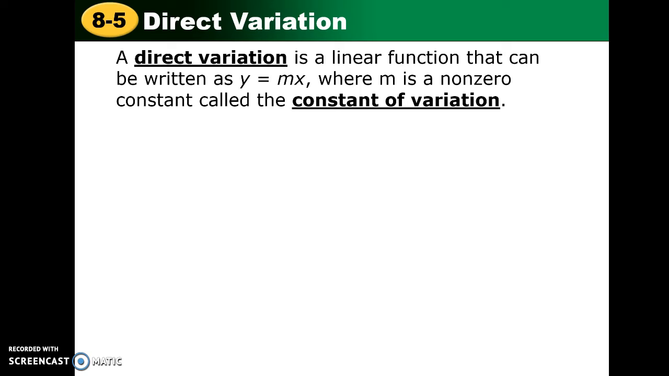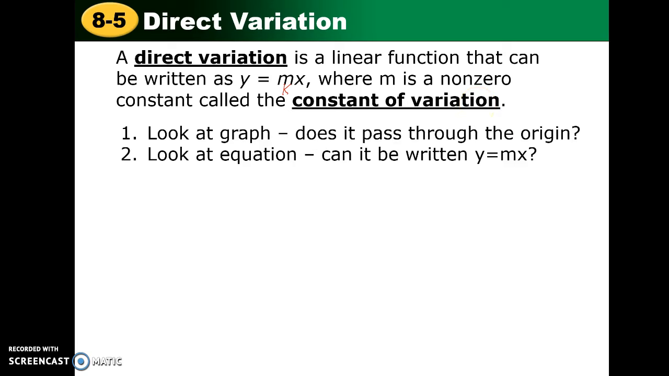So this is what a direct variation is. It's basically a linear function or a line equation that can be written as y equals mx. Sometimes they use this letter k for constant, kx, but notice there's no intercept because the y-intercept is 0. So m has to be a non-zero constant, and it is called the constant of variation. It doesn't change.